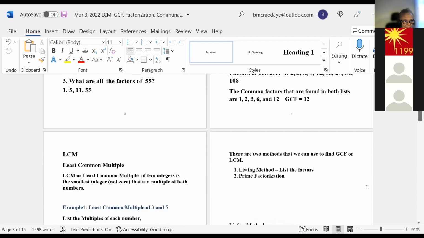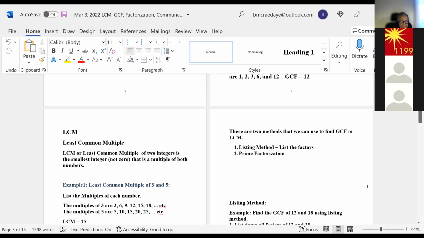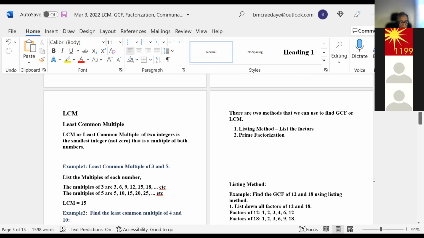Now, the least common multiple, that means something is smaller. So if you have least common multiples, you find the multiples. Remember, that's when we multiplied 0, 1, 2, 3, 4, etc. by the number. So we want to find the least common multiple of 3 and 5. So 3, we have what? 3 times 0 is 0, so we just start with 1. 3 times 1 is 3. 3 times 2 is 6. 3 times 3 is 9. 3 times 4 is 12. 3 times 5 is 15. 3 times 6 is 18.